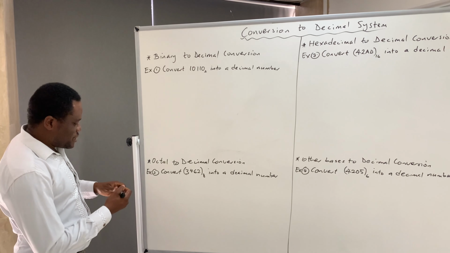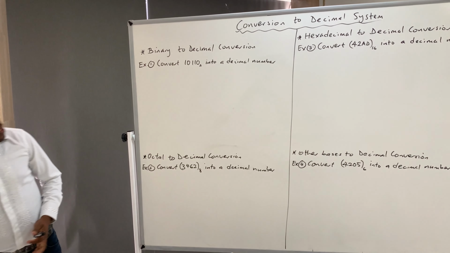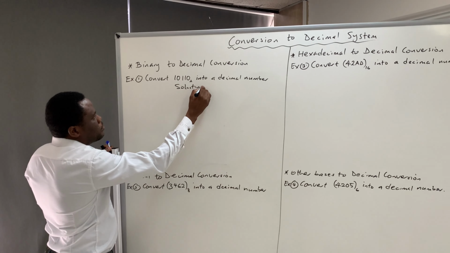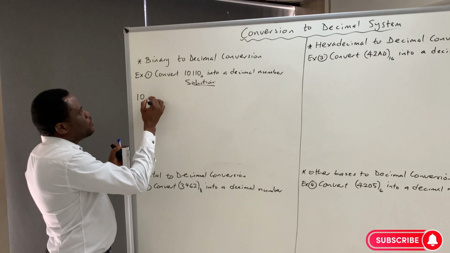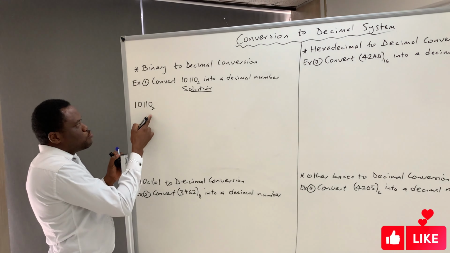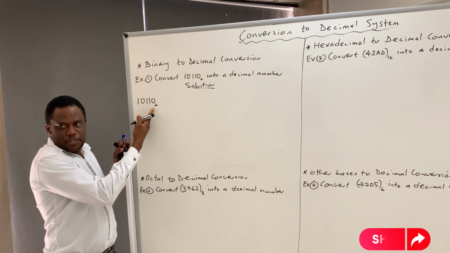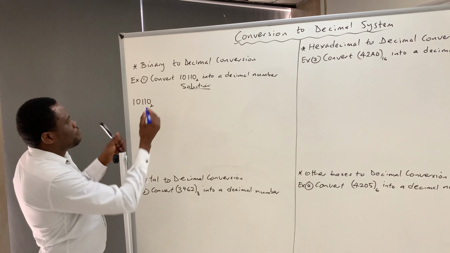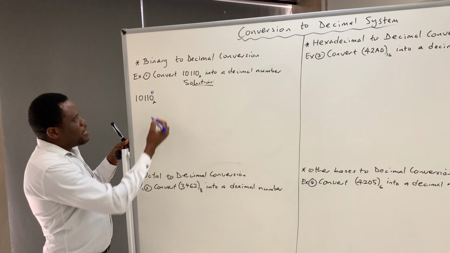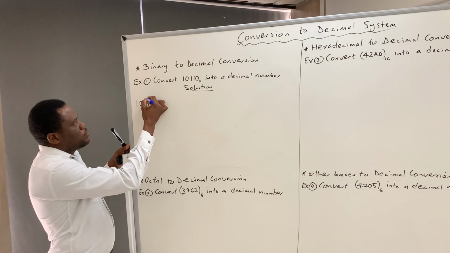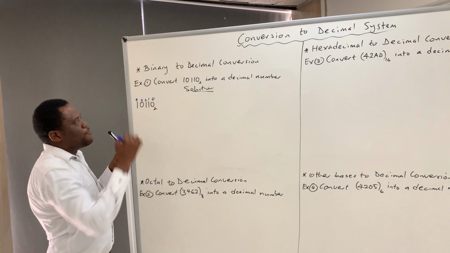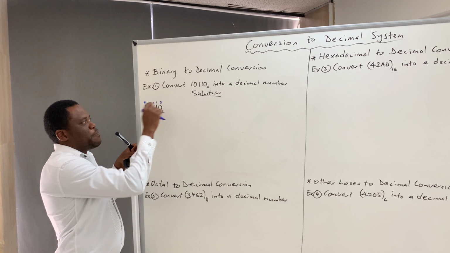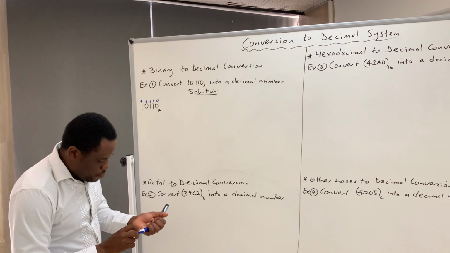To move, we have to start counting. What we have here, let's write the solution. We have 1, 0, 1, 1, 0 in base 2. The base will be substituted. So you start counting from the last number. The digit positions are 0, 1, 2, 3, and 4. Right? This is the number, this is the base, and this is the power. Now, we start solving the problem.